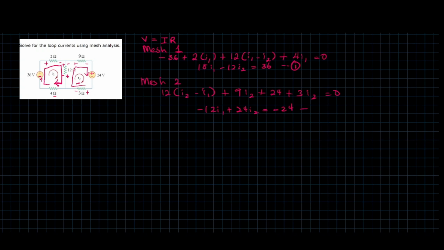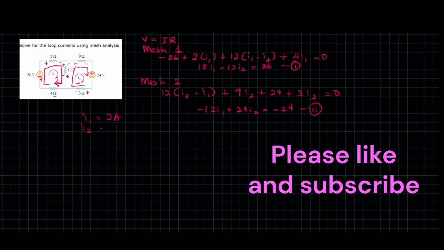Now this is obviously a simultaneous equation. I'm sure you can solve it. If you solve it, you get that I1 equals 2 amps, and I2 equals 0 amps. This is your final answer. Thank you for listening.